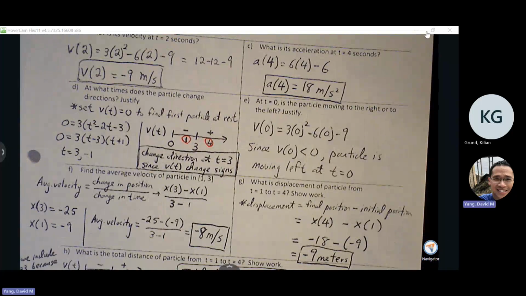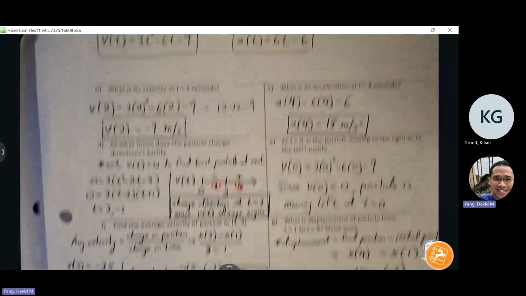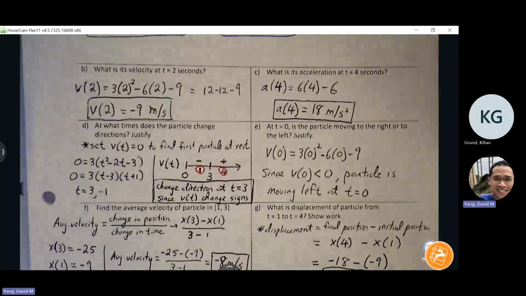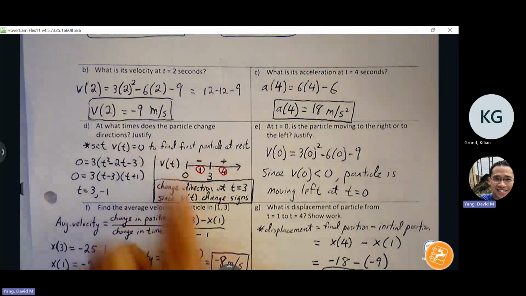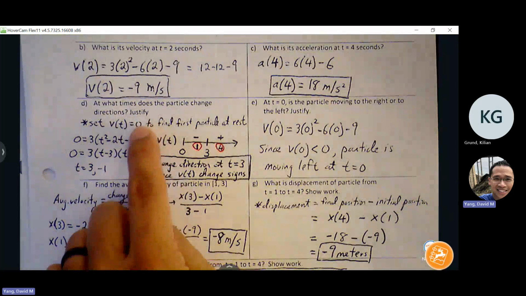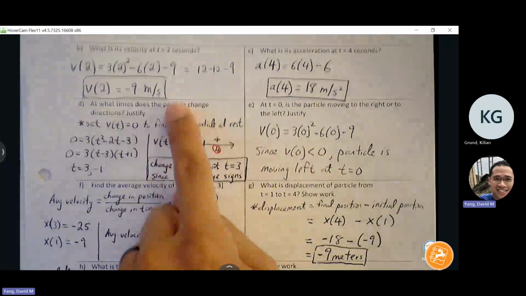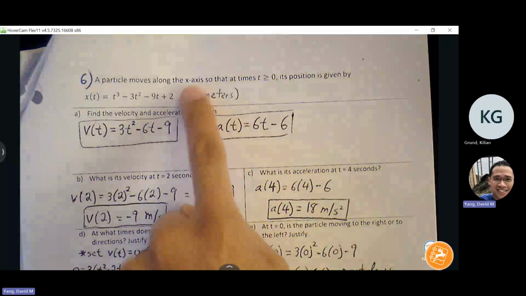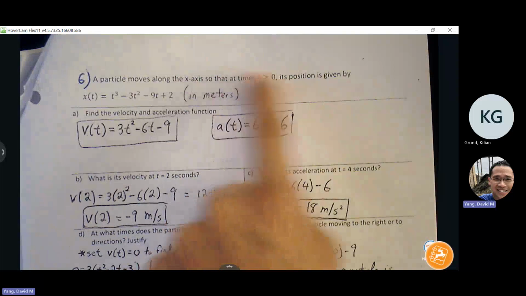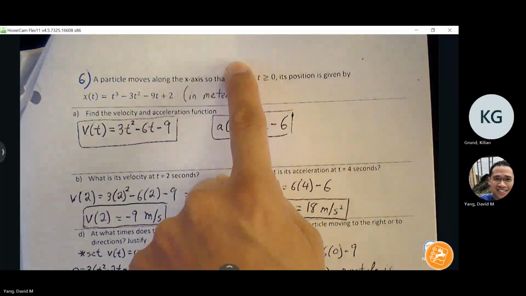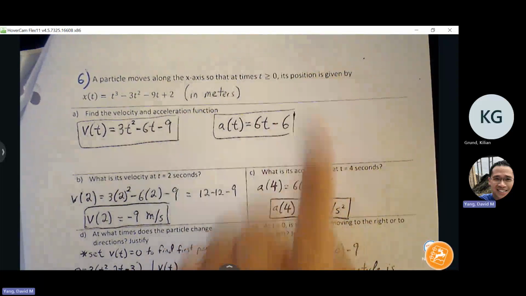So 6D. Okay, so this is based off of the velocity sign line. We just want to figure out, how is the velocity, how is this particle moving, right? Because this particle is moving along the x-axis. So it's either going left, right, or it's going to be stopping.